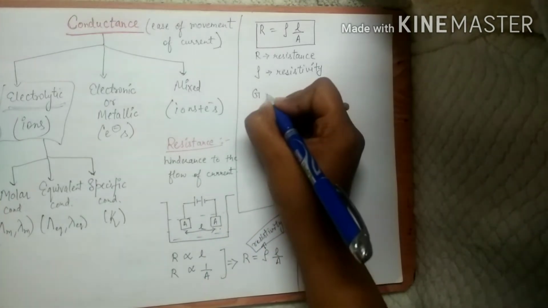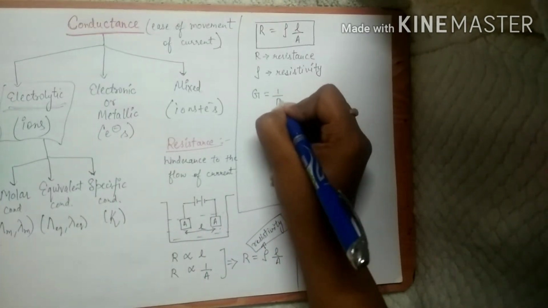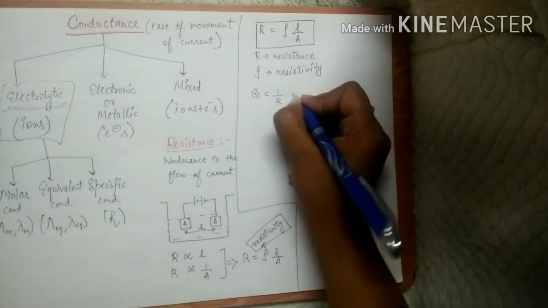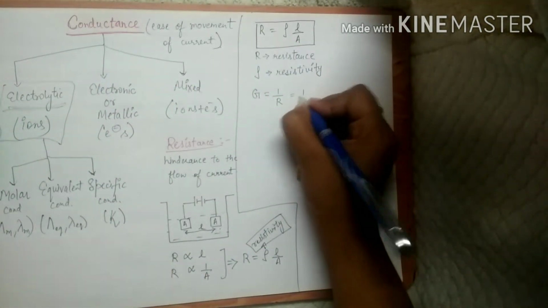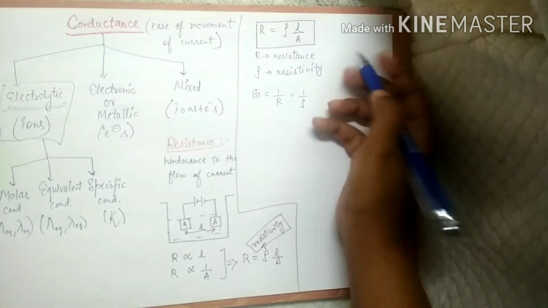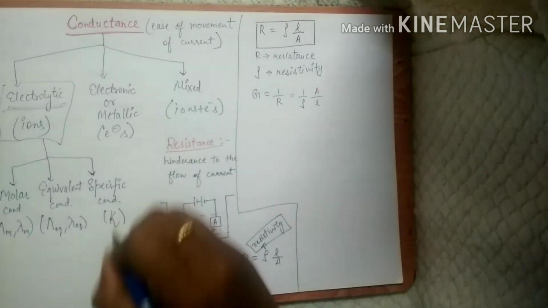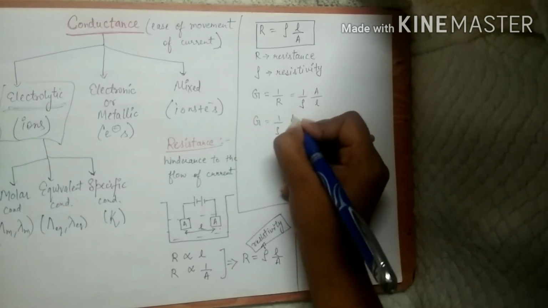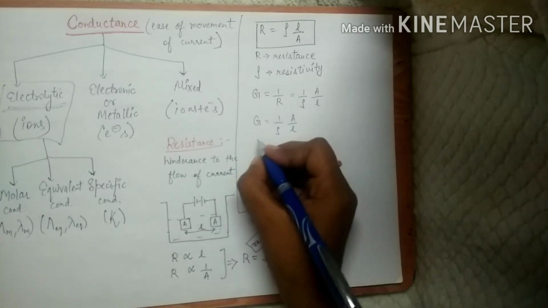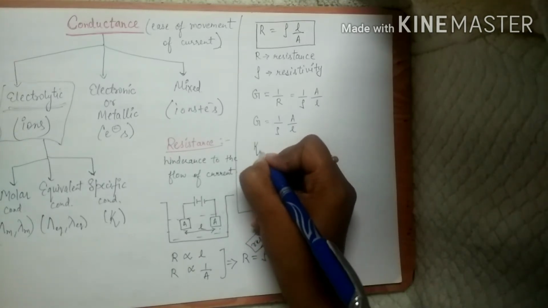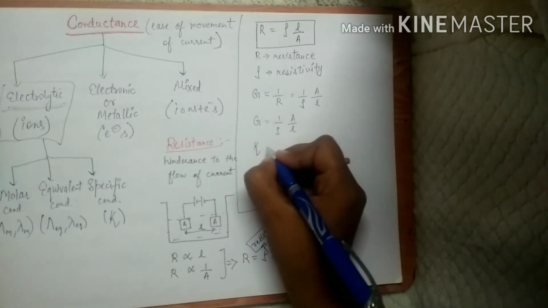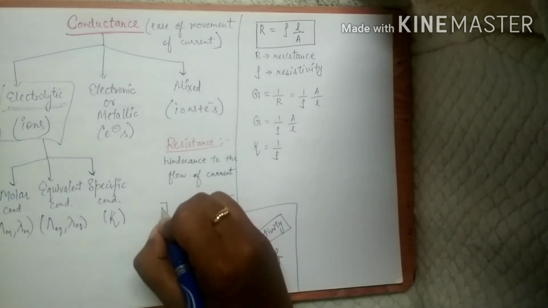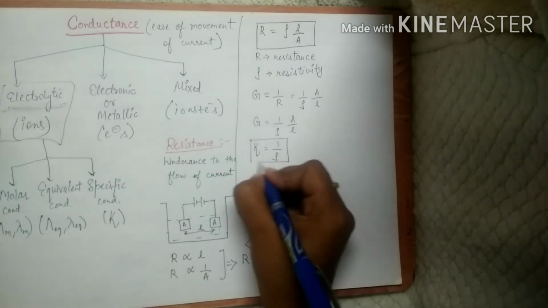G is your conductance, which will be the inverse of resistance, which we have studied here. The formula will hence be the opposite of this one, that is 1 by rho, and the opposite of L by A, that is A by L. So the formula for G will be equal to 1 by rho times A by L, or we can define one more term, which is your kappa, which will be equal to 1 by rho. So this is one more formula.